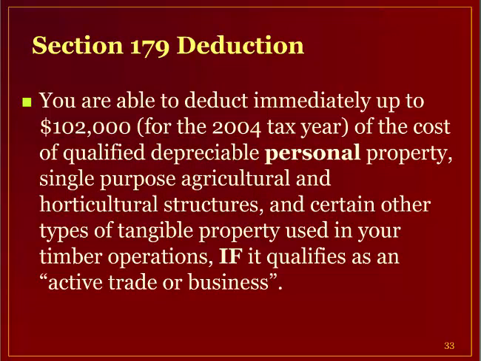All right, here's this other thing. This is called the Section 179 deduction. This is a special form of accelerated depreciation. You're eligible to deduct immediately up to $102,000 for the 2004 tax year of the cost of qualified depreciable personal property, single-purpose agricultural and horticultural structures, and certain other types of tangible property used in your timber operations if it qualifies as an active trade or business. So this is an important distinction here.